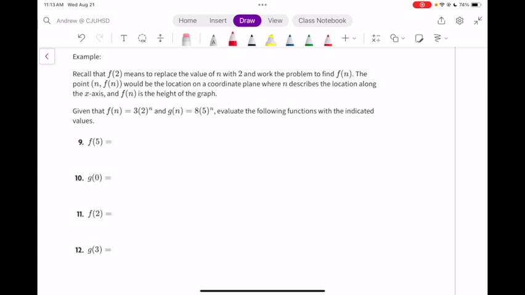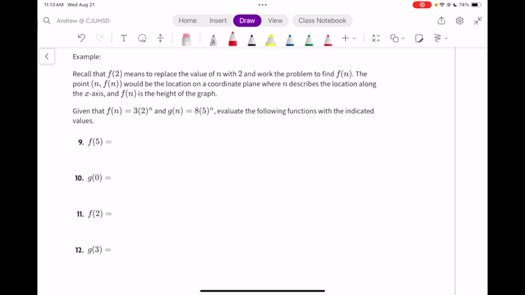Example. Recall that f of 2 means to replace the value of n with 2 and work the problem to find f of n. The point n, f of n would be the location on the coordinate plane where n describes the location along the x-axis and f of n is the height of the graph. Given that f of n equals 3 times 2 to the n and g of n equals 8 times 5 to the n, evaluate the following functions with the indicated values.